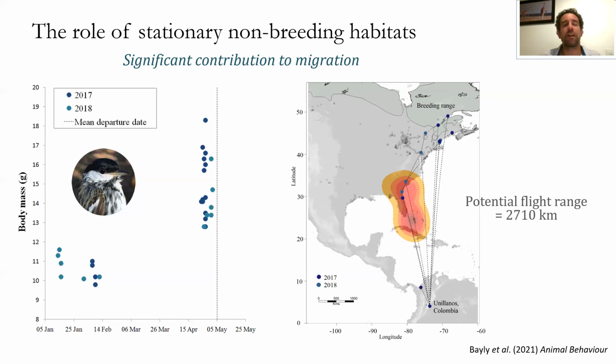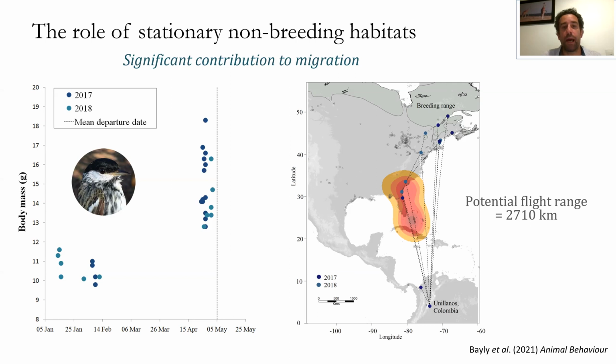Now, I said I wasn't going to dive into the stationary non-breeding areas that birds are using in the neotropical region, but I do want to mention them in the context of how they contribute to migration and therefore to the Americas flyway. And I think this is an often overlooked property of stationary non-breeding areas, that they can provide significant amounts of fuel for spring migration as birds head north to breeding grounds.